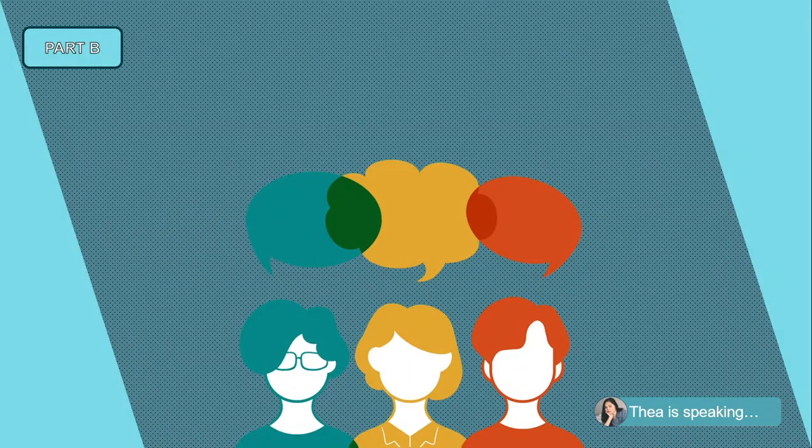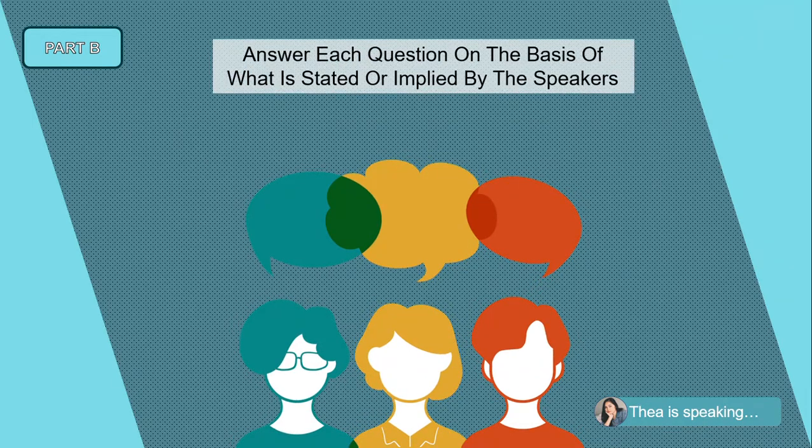In Part B, you will hear several longer conversations and talks. You should answer each question on the basis of what is stated or implied by the speaker in the conversation or talk. Part B contains 2 long conversations, where each conversation has 4 questions. So, the total number of questions in Section B is 8.